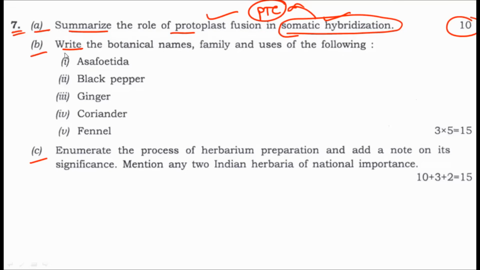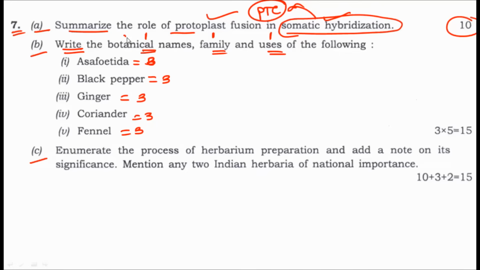The next sub question is: write the botanical names, families, and uses of the following. That is, if you write down the botanical name, you will get 1 mark. If you write down the family, you will get 1 mark. And if you write down the uses, you will get 1 mark. That is 3 marks for each heading. So making it a total of 15 marks, right?